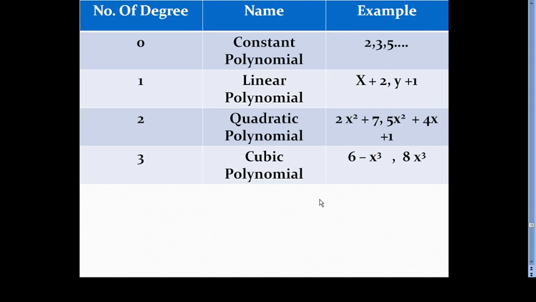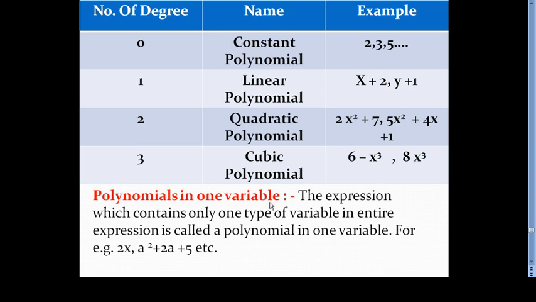I hope you understand the different types of polynomials, first on the basis of number of terms and second on the basis of degree. Now, polynomials in one variable. The expression which contains only one type of variable in the entire expression is called a polynomial in one variable. For example, 2x, in this only one variable is there, x, and a squared plus 2a plus 5, only the variable a is there, so it is called a polynomial in one variable. See here also x, only one variable is there, so it is an example of a polynomial in one variable.